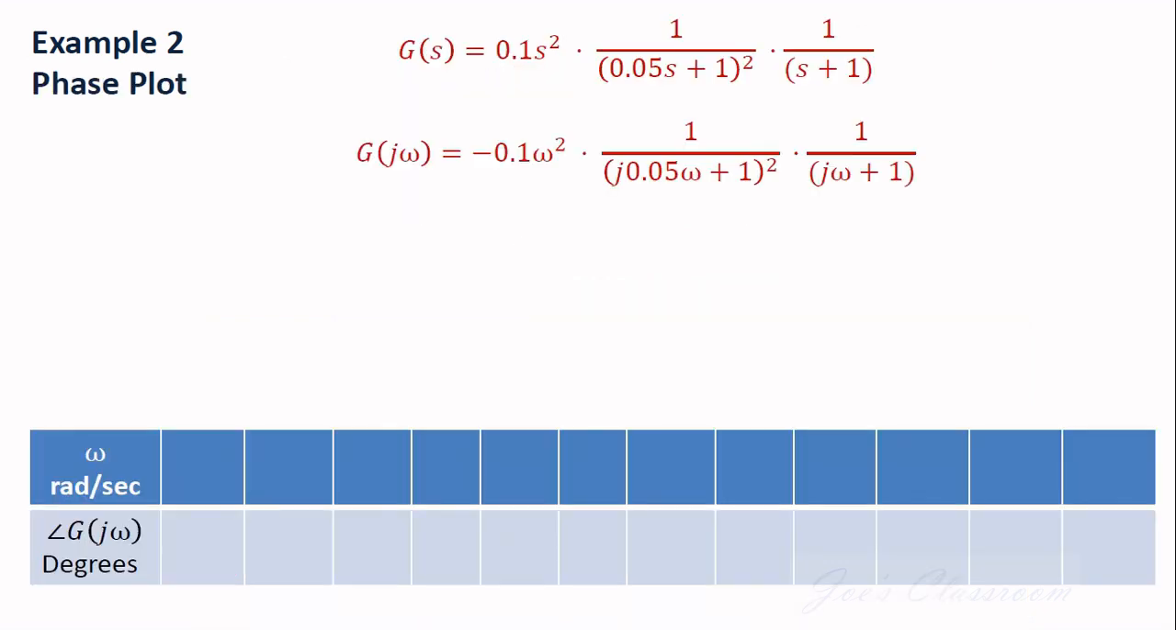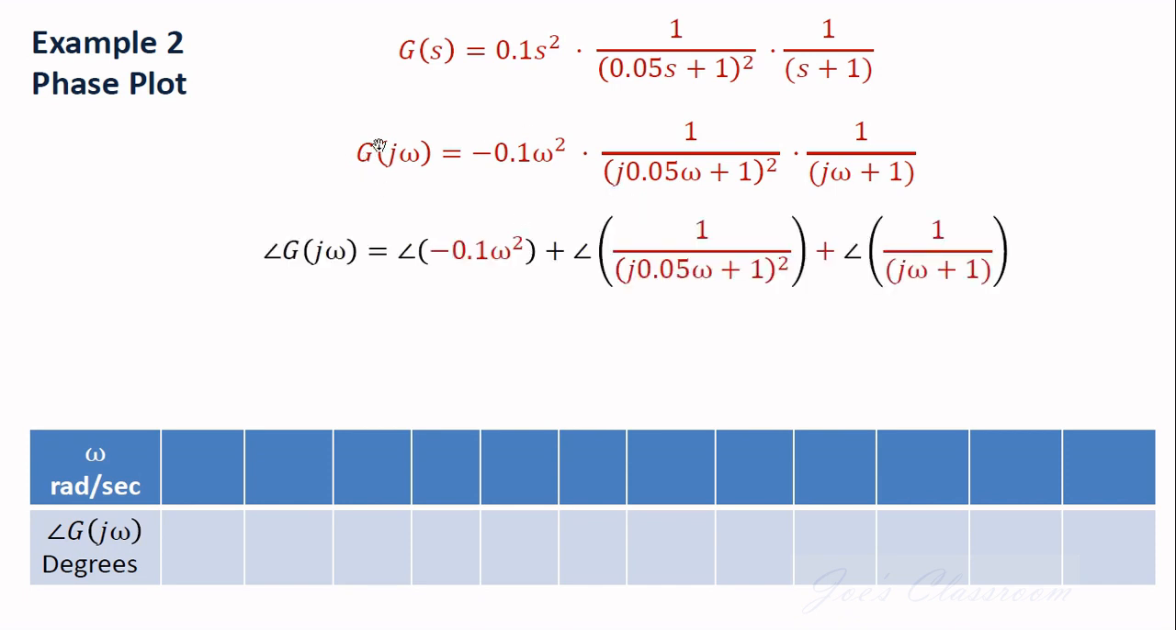This is the transfer function. This we know: the angle of G(j omega) is the angle of these individual terms added together. This is a negative real number, and therefore the angle contribution is going to be 180 degrees, and it has a multiplicity of 2, and therefore 2 will come here. Please refer to the Bode plot part 2 lecture for these explanations. You can just see the explanations there.